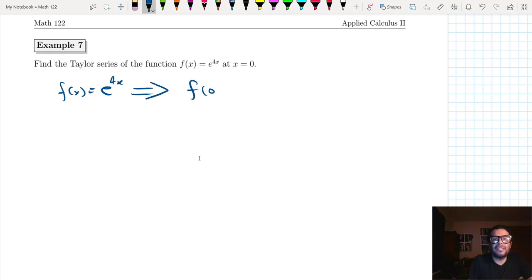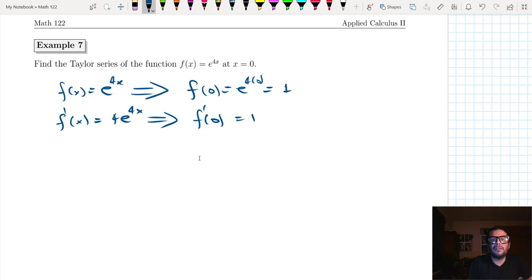f evaluated at 0 is e to the 4 times 0, which is simply 1. f prime, be careful here, things are going to change. This is 4 e to the 4x. Evaluate this at 0: 4 e to the 4 times 0 equals 1 times 4, which is 4. The second derivative is 16 e to the 4x.